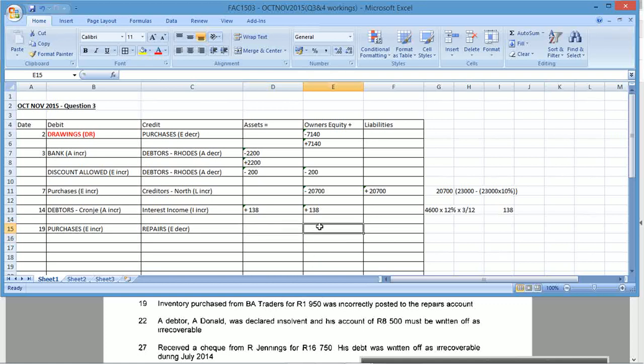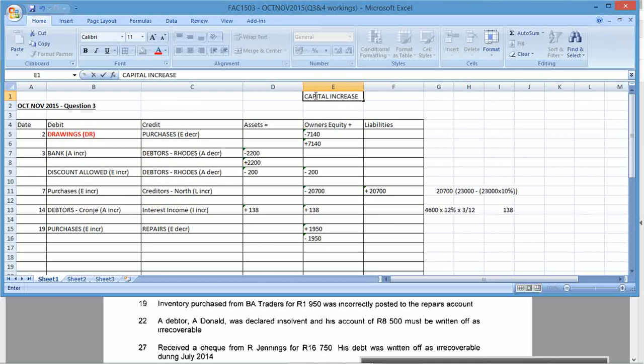So repairs will decrease. So that'll be a plus. It'll increase owner's equity, 1950. And you'll have purchases, which is a decrease. So plus minus there. Makes sense? Yes or no? It does. I just want you to explain this: capital and income increases will affect equity, drawings and expenses decrease equity. Okay, yes.